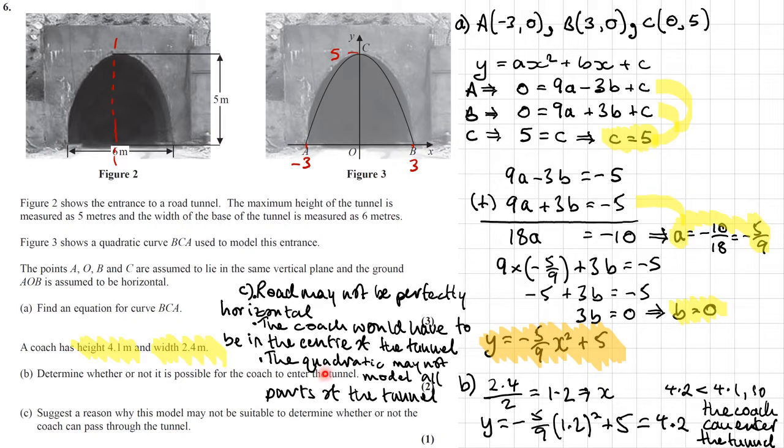I've got another reason here. The quadratic may not model all parts of the tunnel. So it may not be that it's exactly this shape all the way through the tunnel. You've got things in there like lights and curbs, things like that. And there's all sorts of reasons why the tunnel shape may actually change. I mean, the tunnel may not be straight, so that's going to be another problem. If it's curved around, then it's going to get stuck. So there may be other reasons, but you can pick any one of these three, I think, and normally they will take any sort of sensible suggestion for this type of question.